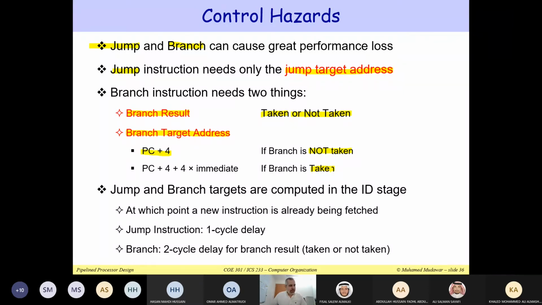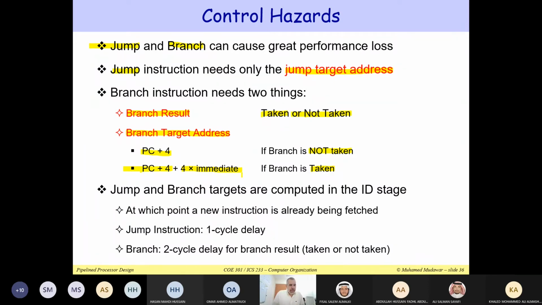Okay, so if it is taken, then what we have to do is add to PC plus 4, 4 multiplied by the immediate. So there's a 16-bit immediate inside the branch. And this immediate is signed. It can be positive or negative. Positive means we have a forward branch. Negative means that we have a backward branch, right? This is in the case of loops, where we branch backwards. Right, so that's the branch target address.